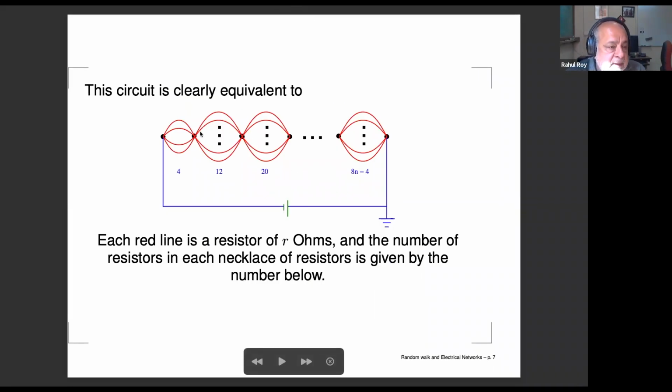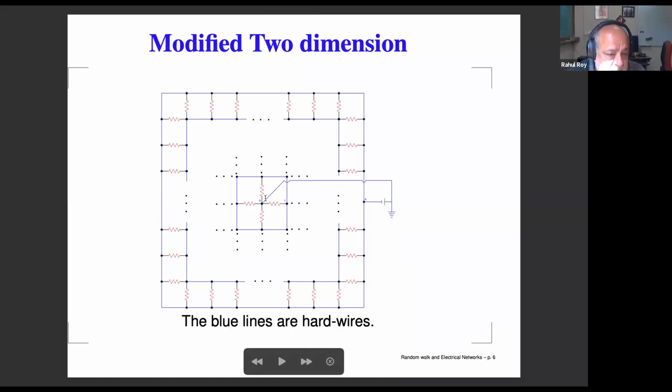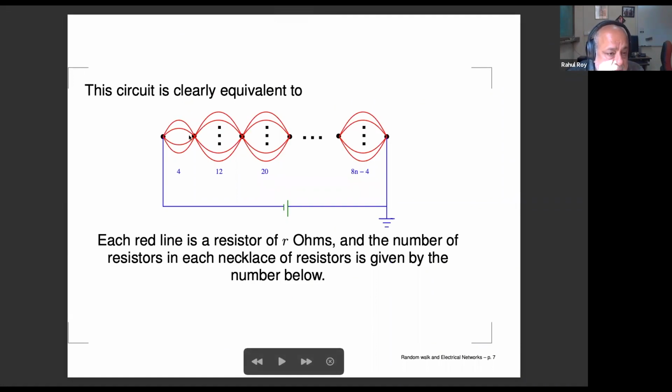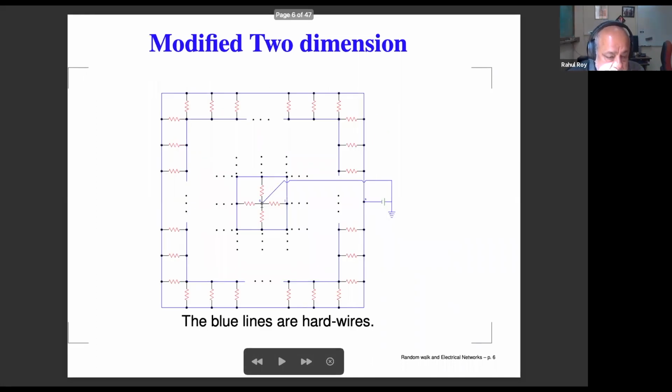What we can see is that the circuit is equivalent to a circuit like this. Let's see what I mean by this. Look at the first point. The first point here has 4 resistors connected to a hard wire, and that's exactly what I show here. There are 4 resistors, each of them represented by this red line, connected to the first hard wire.